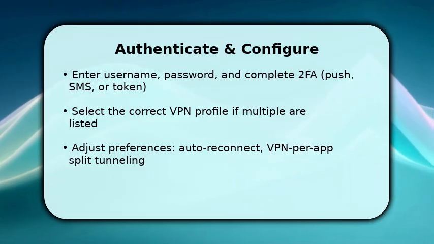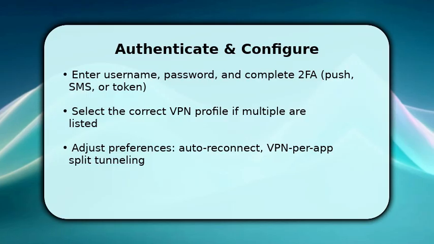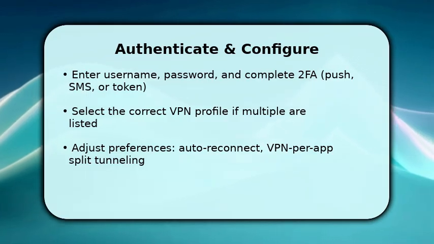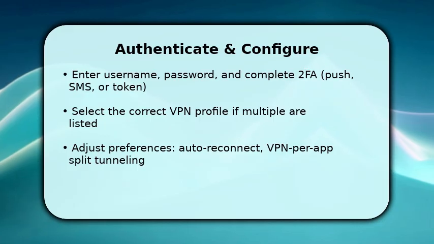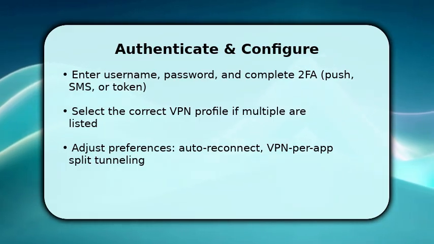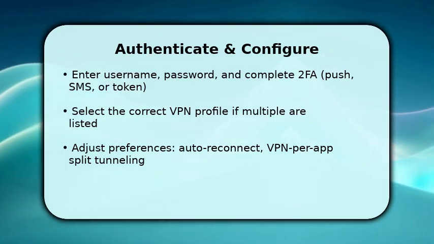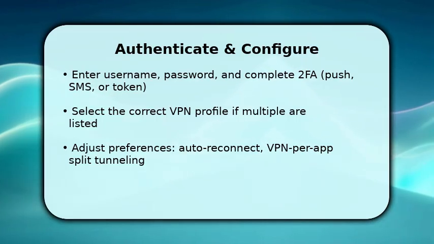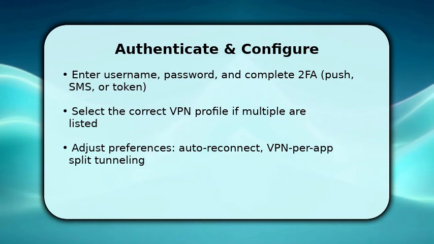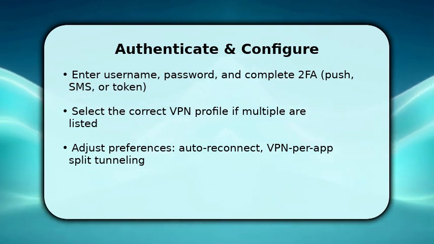Next, open Preferences to enable auto-reconnect and choose split tunnel behavior if your organization allows it. This affects what traffic flows through the tunnel and why performance differs. Make sure DNS and proxy settings match IT guidance. Improper DNS causes name resolution failures even when the tunnel is up.